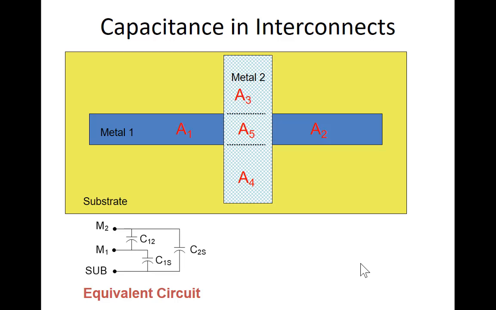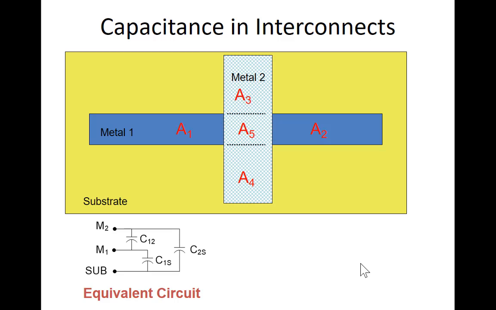From metal 1 to metal 2, which occurs in this region here, I have a capacitor, I'm going to call it C12. And from metal 1 to substrate, there's going to be an insulator between all this metal 1 and substrate. I'm going to call that C1s. And for metal 2 to substrate, in this region here and in this region here, I look down and all I see is a substrate. I'm going to call that C2s. So here's an equivalent circuit of the parasitic capacitance we see in this interconnect where there's a crossing of two conductors.